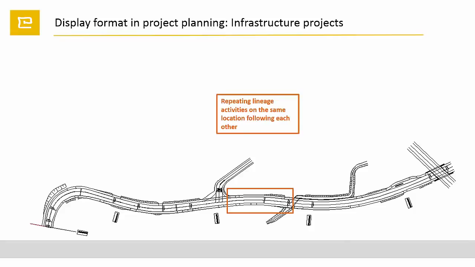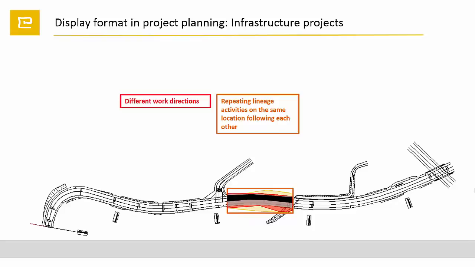Repeating activities on the same location are very common in infrastructure projects. Different layers of work are following each other, often with different speeds. For building these road segments, we have to cut the earth, compact the ground, then lay the base and binder course. Each activity is quite different, uses different equipment and is working at different speed.